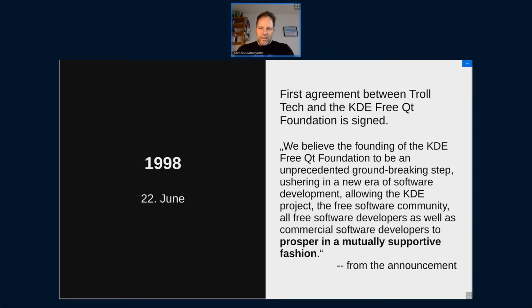So then in 1998, the agreement was finally signed in June. There was an announcement, and it has a nice statement in it. It says, "We believe the founding of the KDE Free Qt Foundation to be an unprecedented, groundbreaking step, ushering in a new era of software development, allowing the KDE project, the free software community, all free software developers, as well as commercial software developers, to prosper in a mutually supportive fashion." Quite a bold statement. I think it reflects the mindset of KDE and Qt at that time, but it's actually quite powerful and has carried the project and the foundation on over the years.